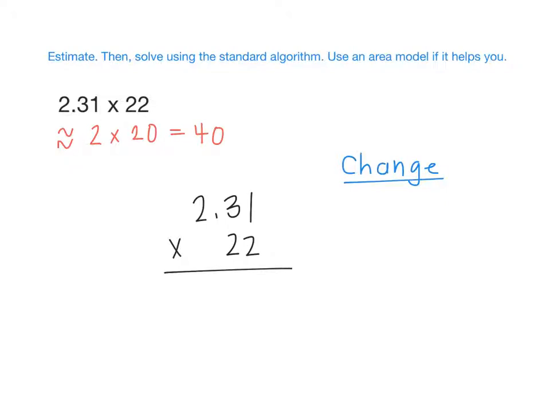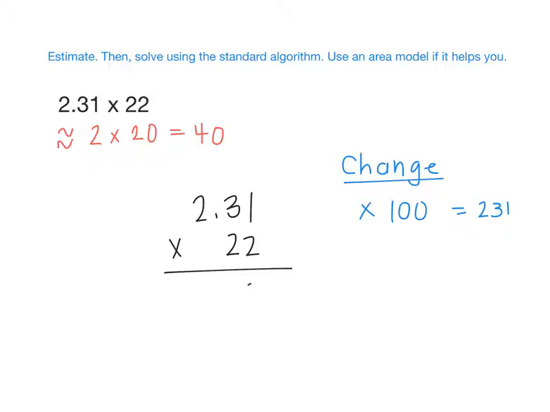We have to multiply it by 100. Because if I multiply 2.31 times 100, I would get 231, right? Okay, so I'm going to change it. All right. So now my new problem is 231 times 22. It's as if I temporarily erased that decimal. Okay, but I'm going to leave it there. Okay, let's go ahead and multiply.